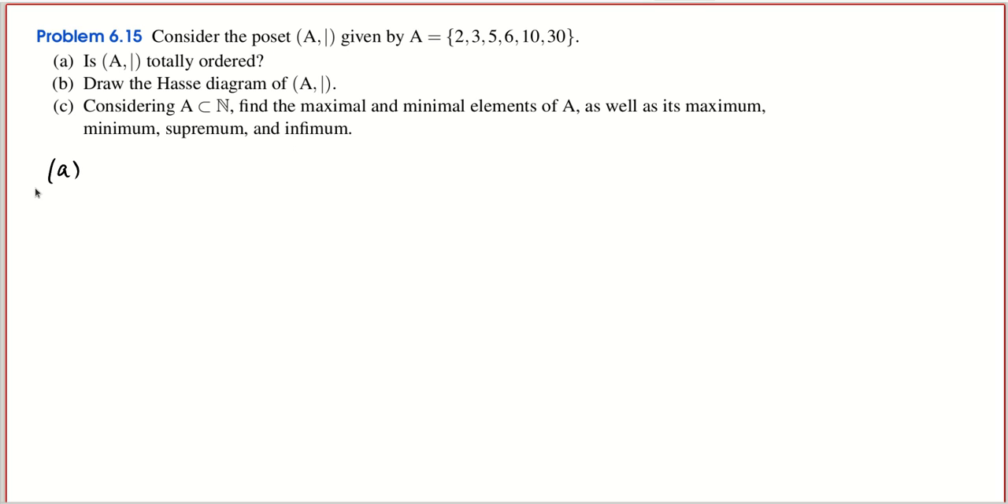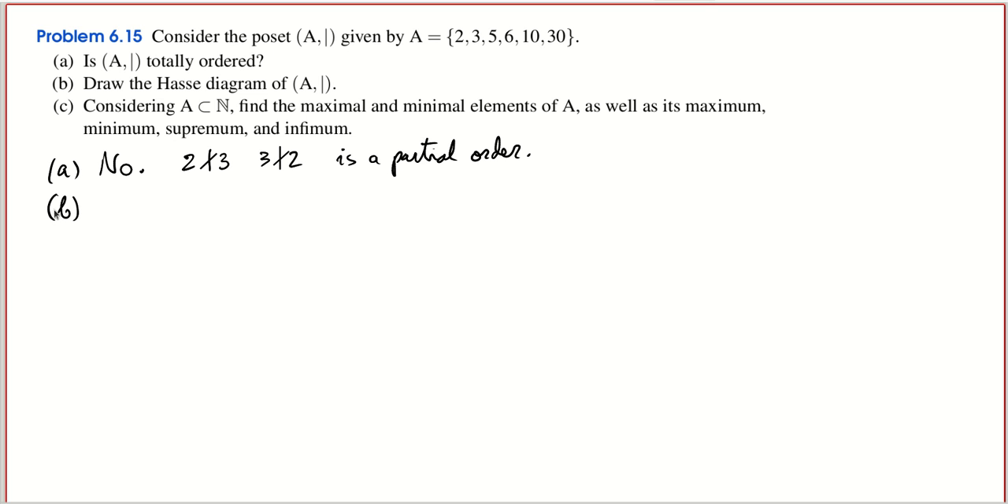Well, the answer to A is trivial. It's not totally ordered, no. And the reason is we have two elements, for instance, 2 and 3, so that 2 does not divide 3 and 3 does not divide 2, right? Remember, in a total order, one of the two relations must be true, right? So we cannot have this. So this is a partial order. Well, it's not the only two elements for which this happened. 2 and 5 are also an example of this, right?